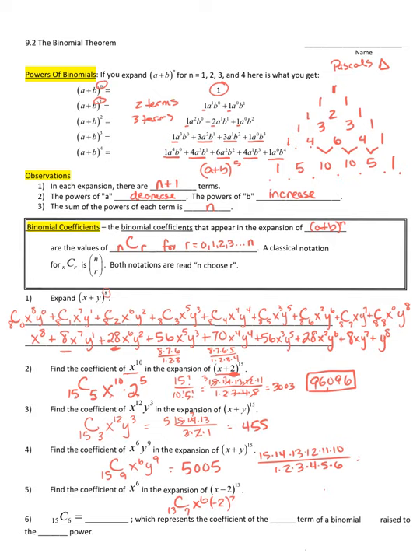which comes out to be 1,716 times negative 2 to the 7th, and that comes out to be a negative 219,648.